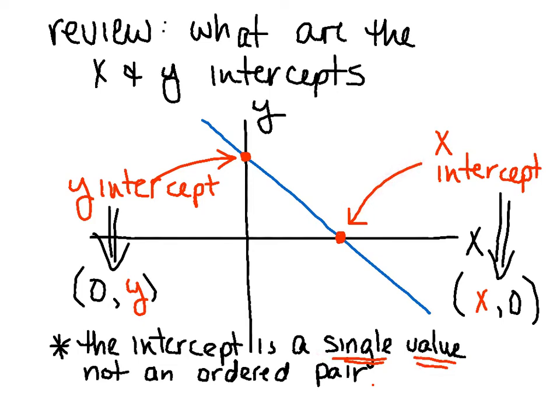The x-intercept is where your line crosses the x-axis, which is x, 0. You go over in the x direction, you don't go anywhere in the y. But the x-intercept is just a value, a single value, not an ordered pair.